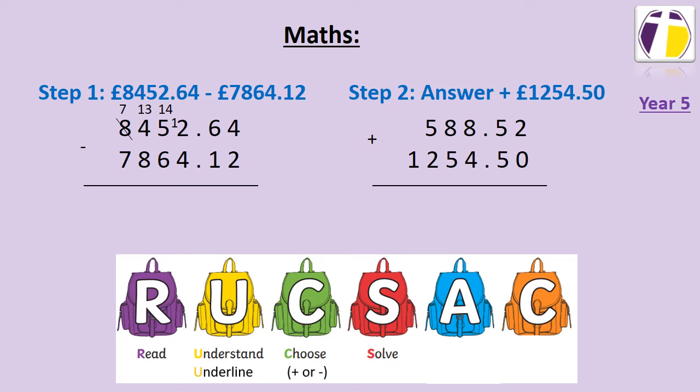Let's see what answers I got for both parts. So as you can see here, for step 1, £8,452.64 take away £7,864.12 gives me £588.52. I then take that answer over to step 2, where I add it to £1,254.50. This gives me the final answer of £1,732.02. So I have now completed A in RUCSAC.